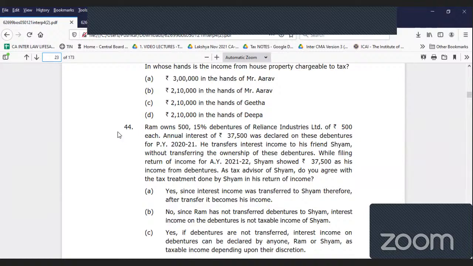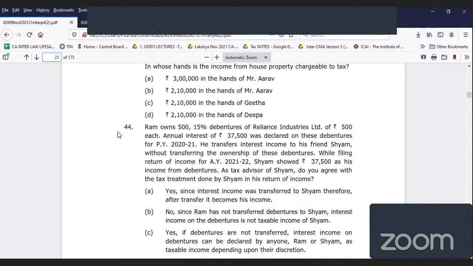Question 44. Ram owns 5.15% debentures of Reliance Industries Limited of rupees 500 each. Annual interest of rupees 37,500 was declared on these debentures for PY 2021. He transfers interest income to his friend Shyam without transferring the ownership of these debentures. While filing return of income for AY 21-22, Shyam showed rupees 37,500 as his income from debentures. As a tax advisor of Shyam, do you agree with the tax treatment done by Shyam in his return of income? No. Which case is it? Transfer of income without transfer of asset.